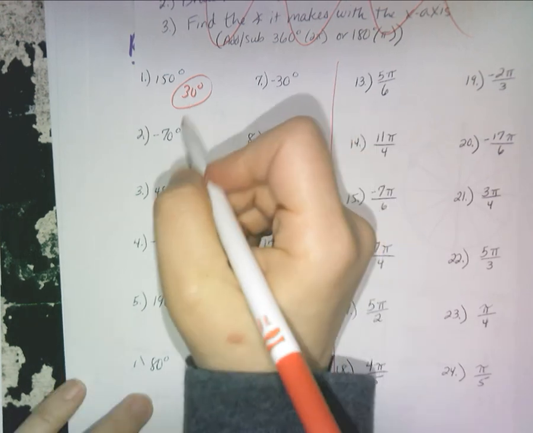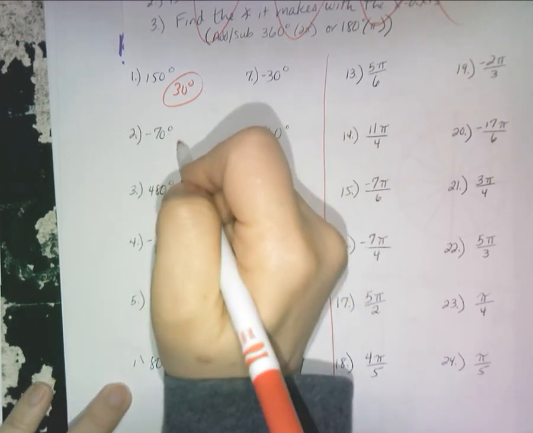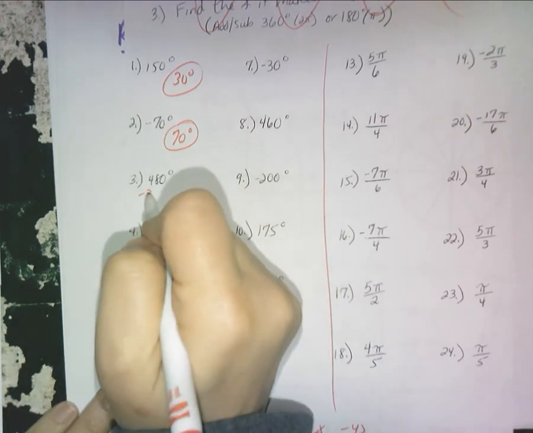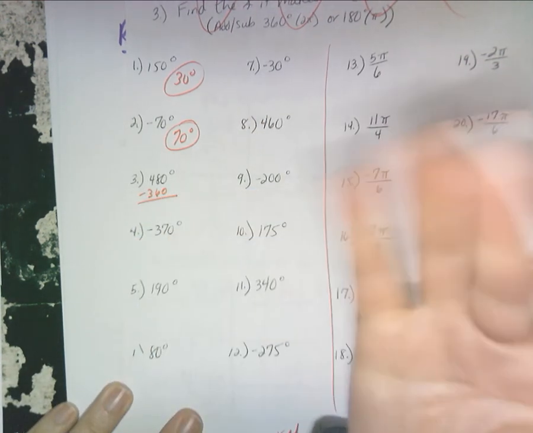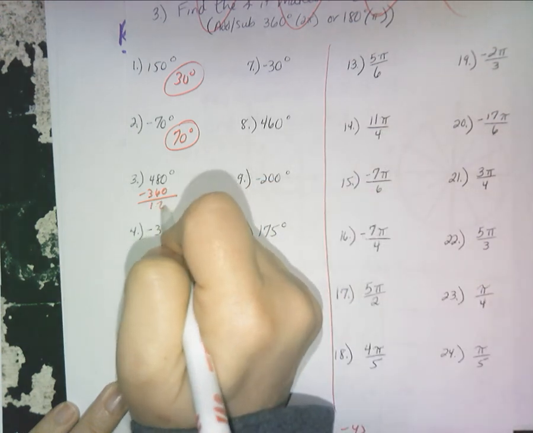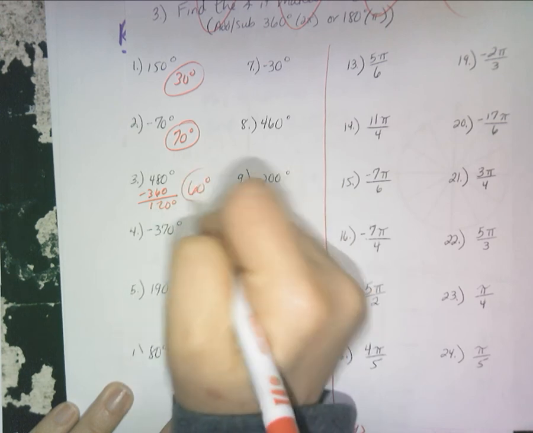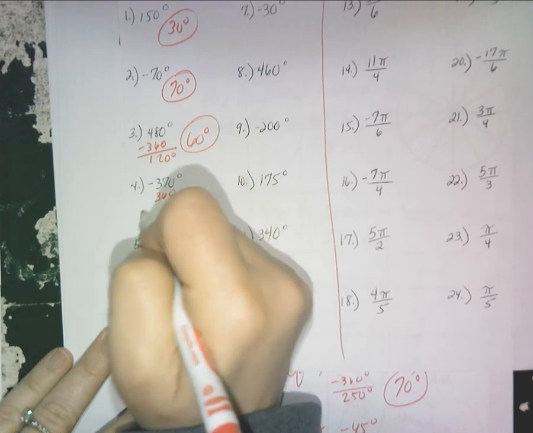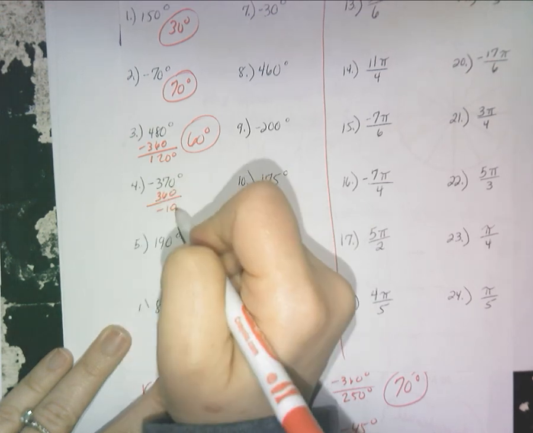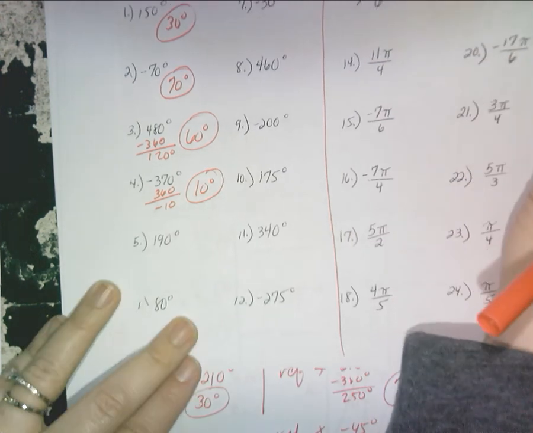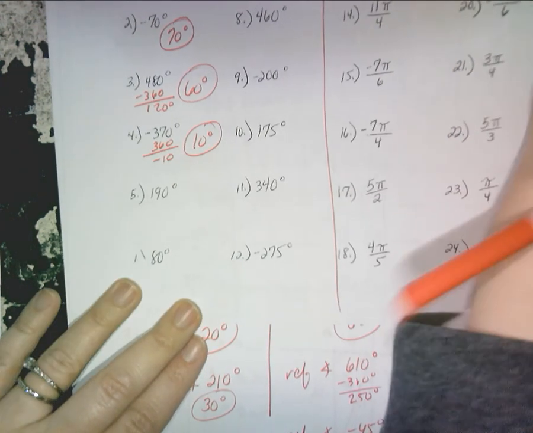Let's try a few of these. What's number 2? 70. Okay? 3, I got to take away a 360 because I got to make it between 0 and 360. So I have 120. So then what would be my reference to that? 60. It's closer to 180. 370, I take away, or add a 360, I'm at negative 10, but that's acute, so I'm just going to change it to positive, 10 degrees. That's my reference angle. So you still have to change it. Yeah, it has to be positive.